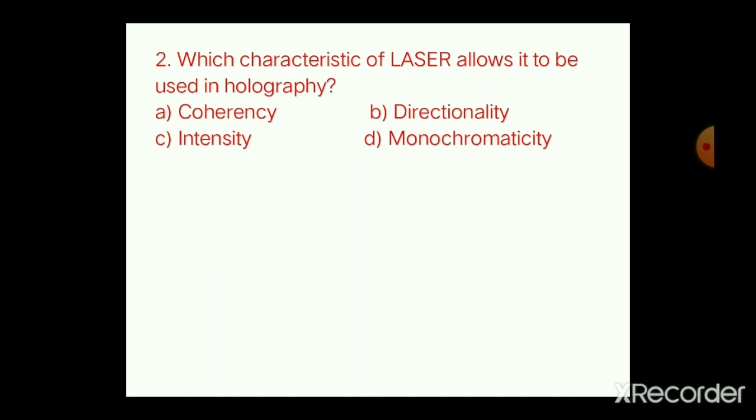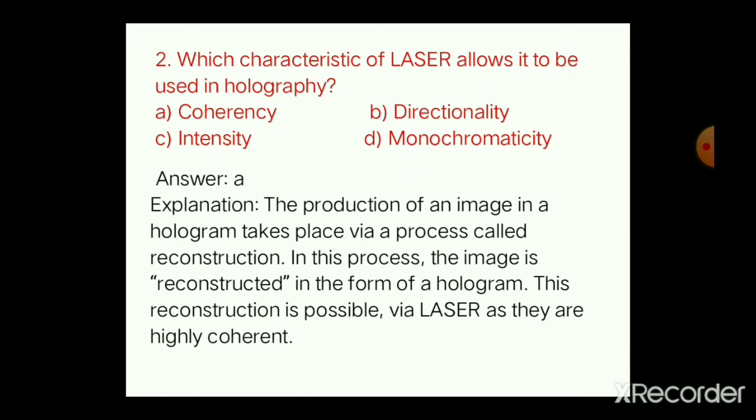Second one, which characteristic of laser allows it to be used in holography? Option A coherency, option B directionality, option C intensity, option D monochromacity. Answer is option A, that is coherency. The production of an image in a hologram takes place via a process called reconstruction. In this process, the image is reconstructed in the form of a hologram. This reconstruction is possible via laser as they are highly coherent.